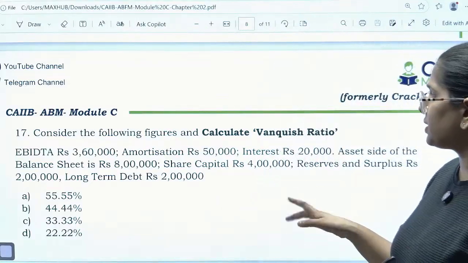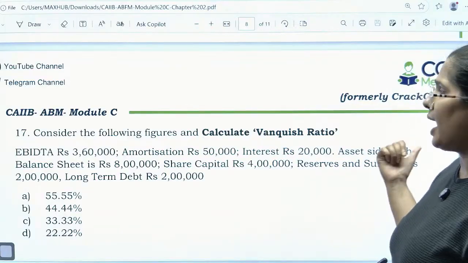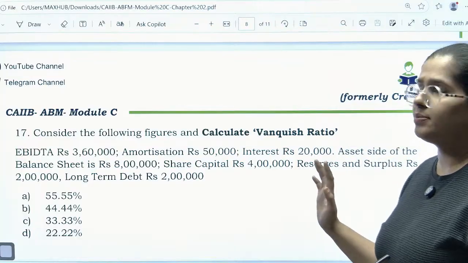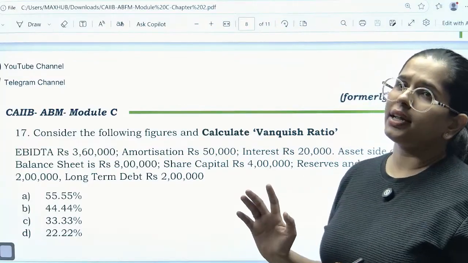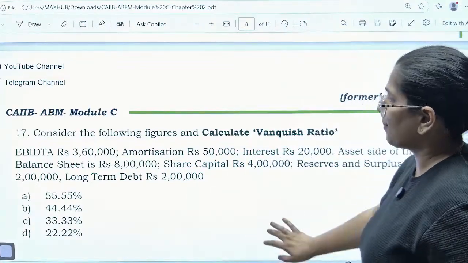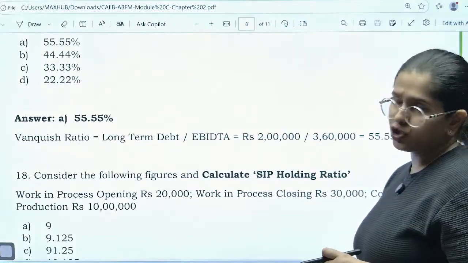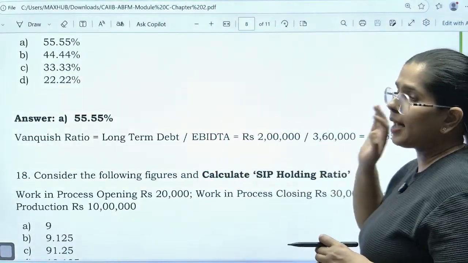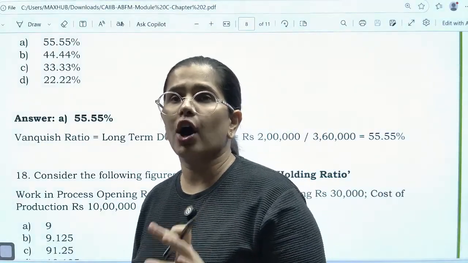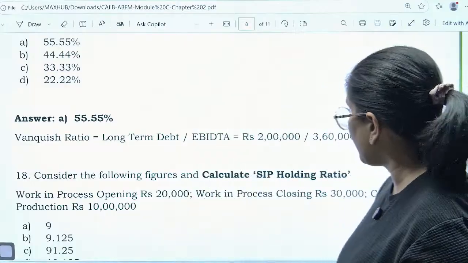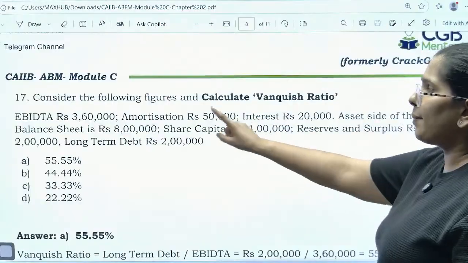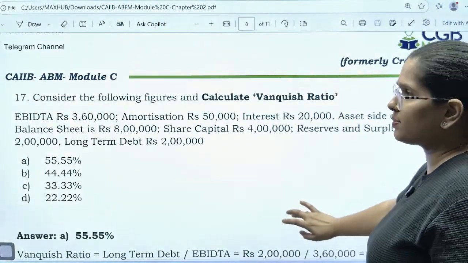EBITDA has been given 360, amortization 50, interest 20, asset side of the balance sheet 8 lakh, share capital 4 lakh, reserves and surplus 2 lakh, long-term debt 2 lakh. Now from the name itself it is not clear, but this is a kind of ratio which tries to represent your debt segment. The formula is long-term debt divided by the EBITDA, right? What is the earning that you are having and how much it is going to cover your debt. So 2 lakh divided by 360 is my formula over here, because the EBITDA has been given at 360 and long-term debt at 2 lakh.